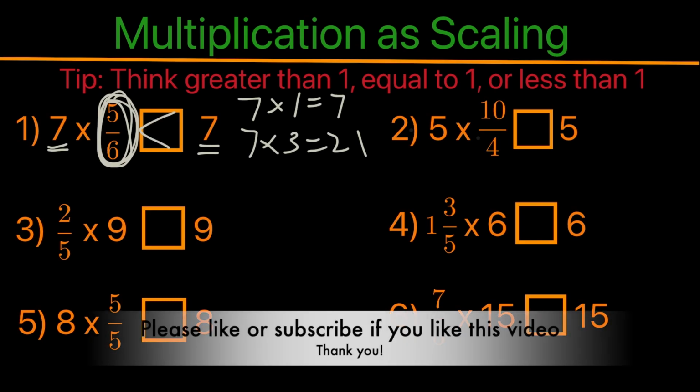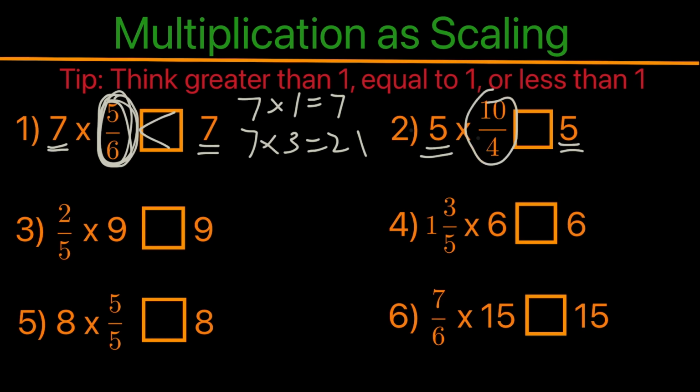Now let's move on to the second example. We have 5 times 10 over 4, and we're comparing with the 5. So we're looking at this fraction here, 10 over 4. It's an improper fraction, so we need to first figure out if 10/4 is greater than 1, equal to 1, or less than 1.